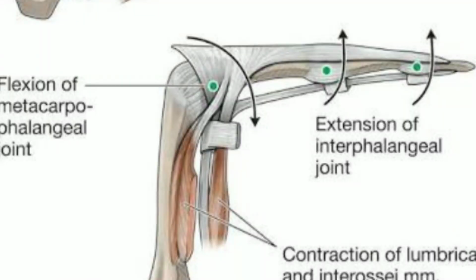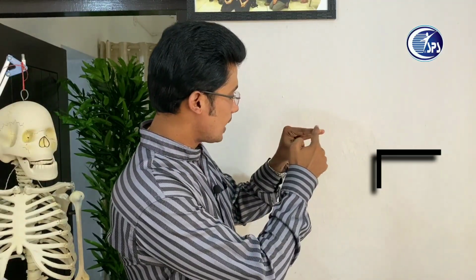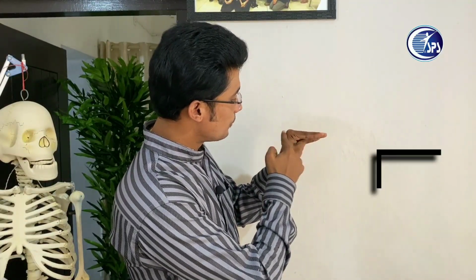Now it is inserted via the extensor expansion into the base of the dorsal aspect of the distal phalanx from second to fifth. Got it? So the action. You can see the L over here, right? L stands for lumbricals. So flexion of the MCP and extension of the IPs of the second to fifth digits.